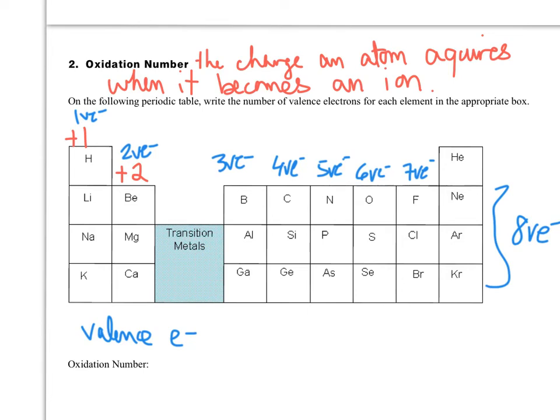Skip to transition metals. Let's go to the boron family. They have 3 valence electrons. So for boron to become like a noble gas, it can either lose 3, or it can gain 5. If it loses 3, it becomes like helium. If it gains 5, it becomes like neon. It's easier to lose 3 than it is to gain 5. So that's why they're +3.